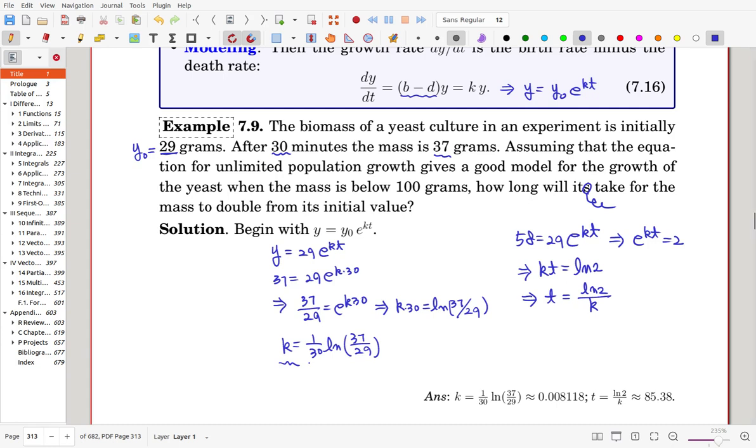But k is known here already, so plugging that in, I earlier computed it becomes 85.38 approximately, so that we can find the time t. About 85 minutes later, it becomes double.